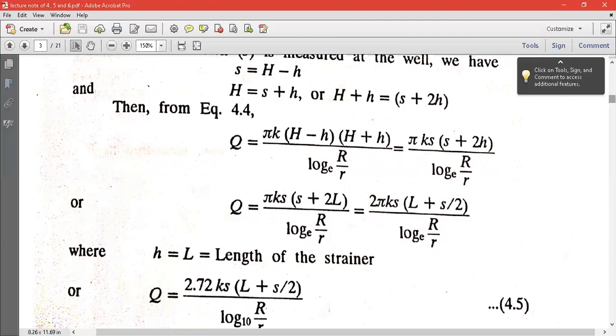So Q equal to 2 pi K s into (L plus s by 2) divided by log e (R by r), where h equal to L, the length of the Steiner. Same thing like before, if we transform from log e to log 10, ultimately 2.3 will come. So 2 into 3.14 by 2.3, that means the final derived formula comes as Q equal to 2.72 K s into (L plus s by 2) divided by log 10 (R by r). Because sometimes the problem will come where the Steiner length will be mentioned.